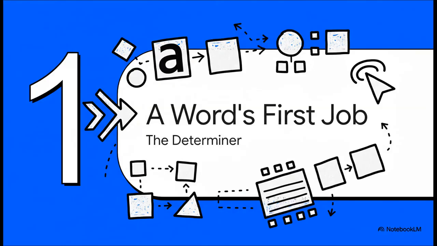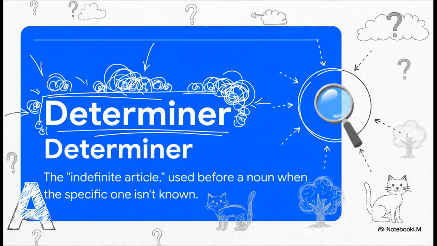First up, let's look at its main job as a word. In the world of grammar, its primary role is to be something called a determiner. So what on earth is a determiner? It's basically a word that pops up before a noun to show which thing you're talking about. Now, a is a special kind of determiner called the indefinite article, and that word indefinite is key. It just means something isn't specific, it's general.